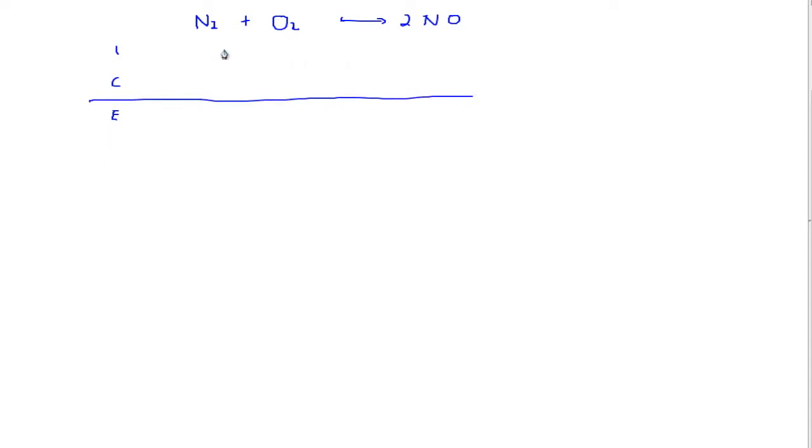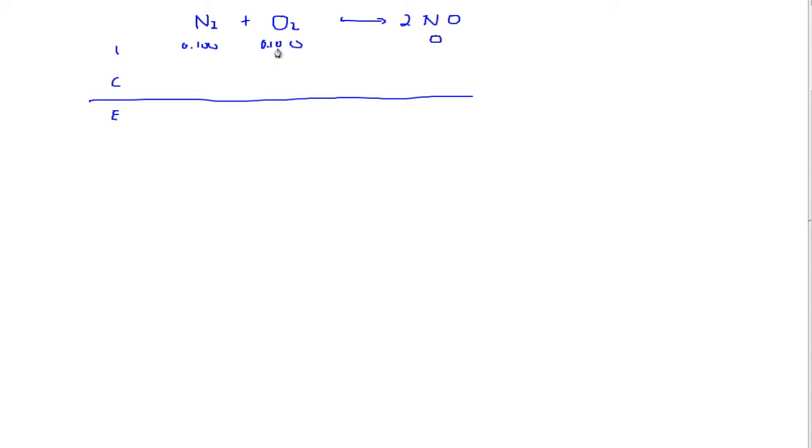First step is, as always, when we're setting up the ICE table, we want to state the balanced reaction, which was given. So it's going to be our nitrogen plus oxygen, which gives us 2 moles of nitrogen monoxide. And I'm going to write the ICE for initial, change, and equilibrium right here. The initial concentration of nitrogen was 0.100, the initial concentration of oxygen 0.100, and the initial concentration of nitrogen monoxide we don't know.